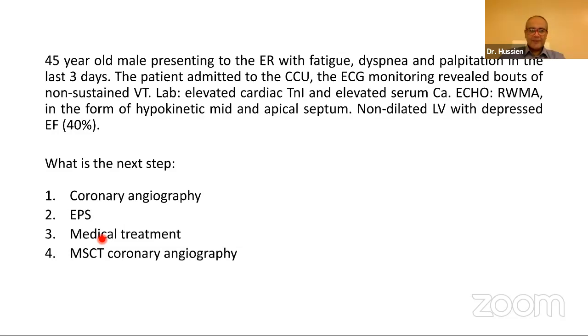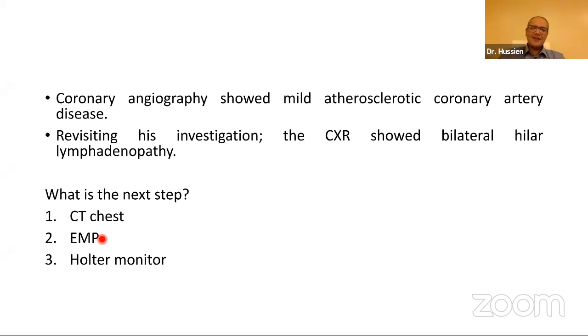If I'm allowed to comment, of course. I think one of the key points here is elevation of the serum calcium. Yes, this is true. This is a key. But here, this is a patient who develops heart failure symptoms of acute onset with ventricular arrhythmia, elevated cardiac troponin, and regional wall motion abnormality in the echo. For me, I'll go to coronary angiography. What is your opinion, Dr. Hussein? Elevated serum calcium here raises some questions. Yes, this is in the next question. But at this step, I may go for coronary angiography. Okay, coronary angiography is usually the easiest thing that we can do.